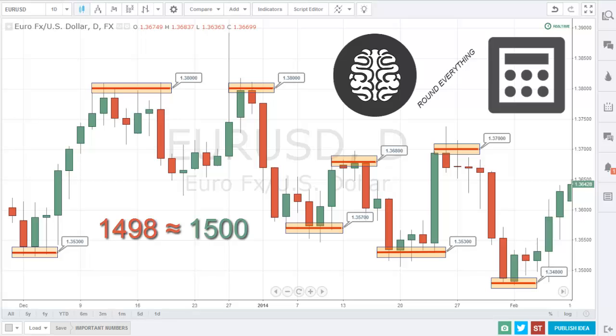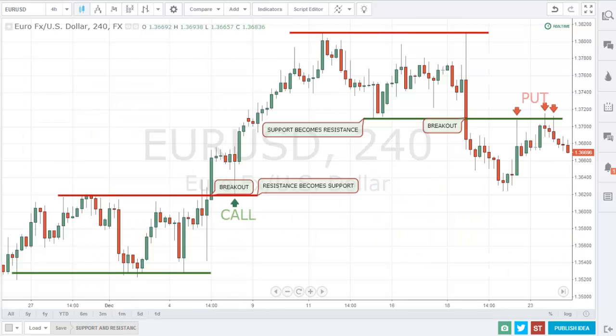On this chart, round numbers are marked with the red line. Look at the price action around these levels. I'll let you make your own conclusions. So now, as we know the support and resistance levels and round numbers, we can talk about the breakout strategy. It is a simple strategy that is successfully used by many traders.